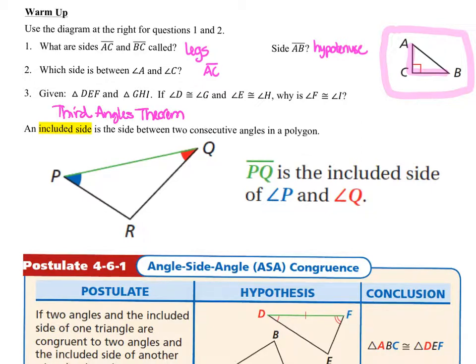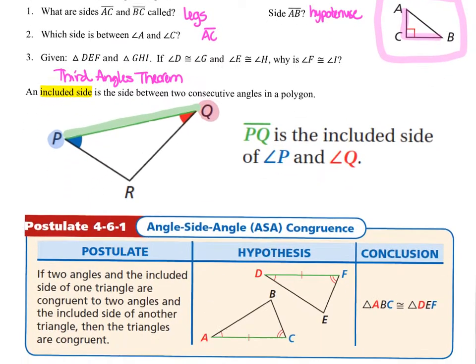And here's our new vocabulary. An included side is the side between two consecutive angles in a polygon. So in this case, we have angle P, which is the blue angle. We have angle Q, which is the red angle. And we have this segment between them. The segment that goes between the two angles is called the included side because it is adjacent to both of the angles P and Q.